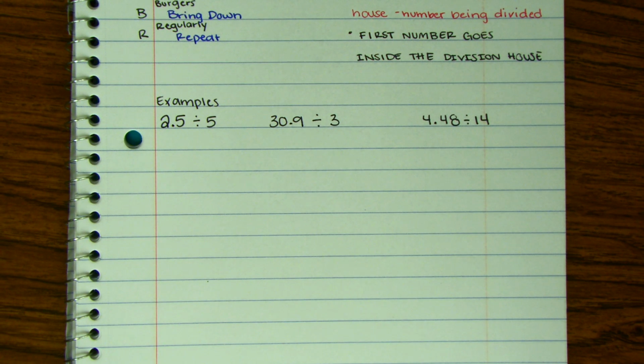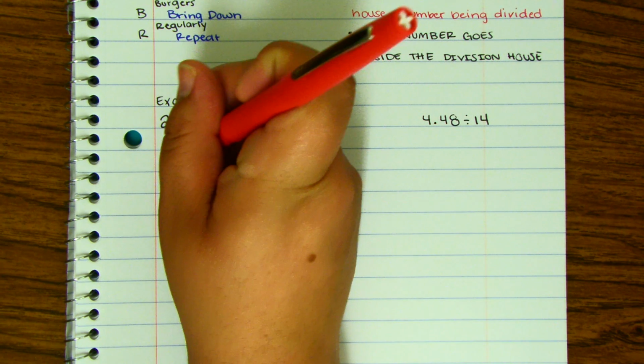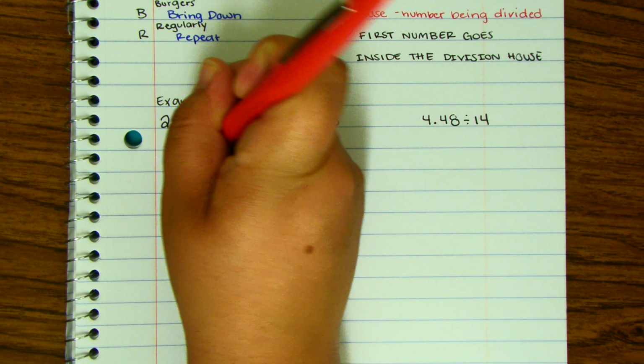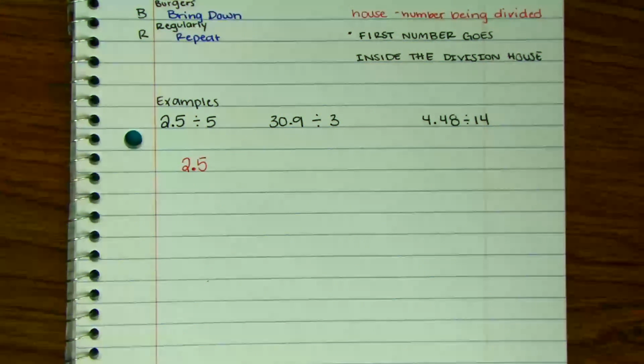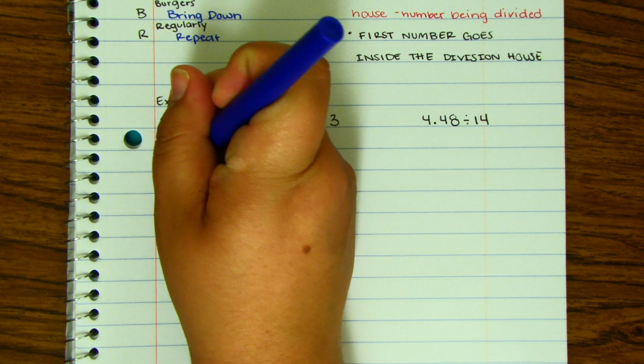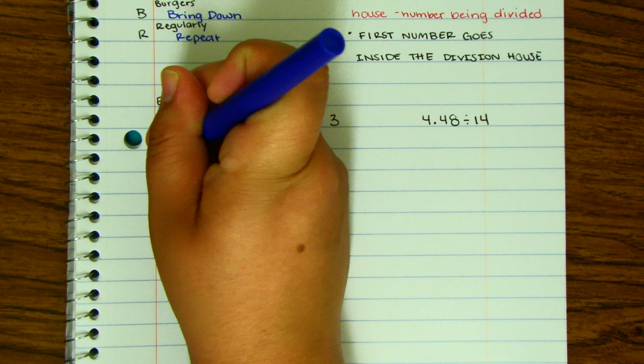So my first problem is 2 5/10 divided by the number 5. So I'm going to take my 2 colors, red and blue. The red is going to represent the dividend or the number that goes inside the house. So the number that goes inside the house for this problem is 2 5/10. And the number that goes outside the house is going to be the number 5, because that is what we are dividing by.